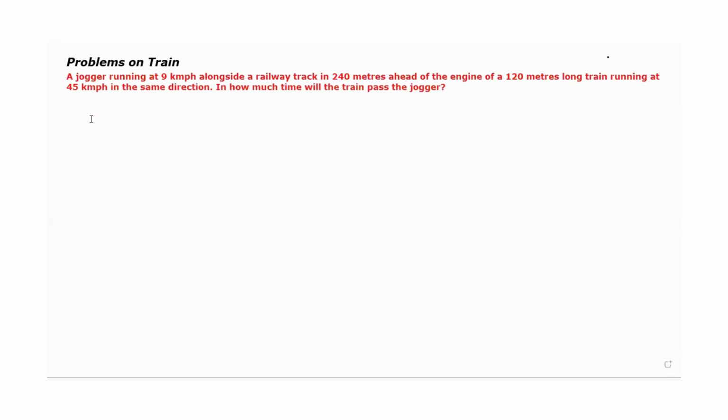A jogger running at 9 km/h alongside a railway track is 240 meters ahead of the engine of a 120 meters long train running at 45 km/h in the same direction. In how much time will the train pass the jogger?